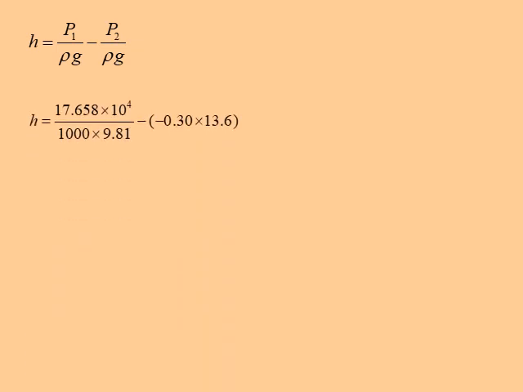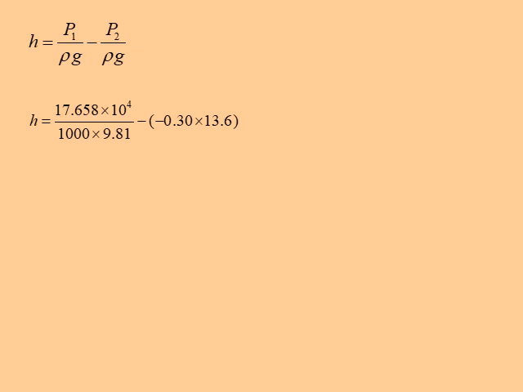The pressure values are known. P1 is 17.658 into 10 to the power 4. Here the density of water is 1000, G value is 9.81, minus the P2 pressure. The pressure at section 2 is given as 30 centimeter of mercury. The 30 centimeter is converted into meter, that is 0.30 of mercury. The specific gravity of mercury is 13.6.